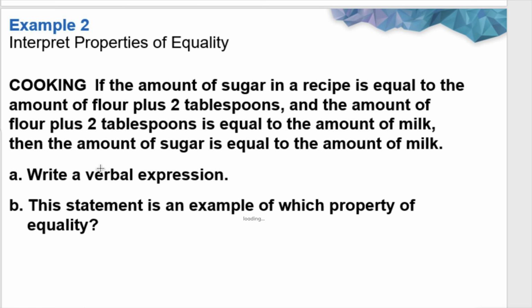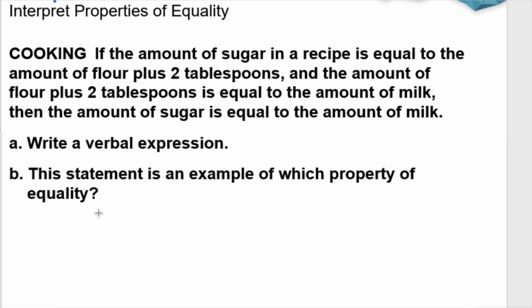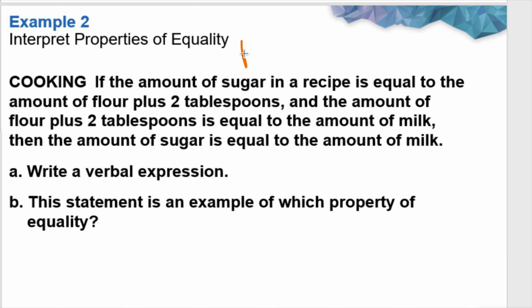Example 2 has us interpreting properties of equality. So if the amount of sugar in a recipe is equal to the amount of flour plus 2 tablespoons, and the amount of flour plus 2 tablespoons is equal to the amount of milk, then the amount of sugar is equal to the amount of milk. So write a verbal expression first and then decide what property it is. Let me get you to take a moment here and pause the video, try this one on your own, and when you're ready to check it, click play.